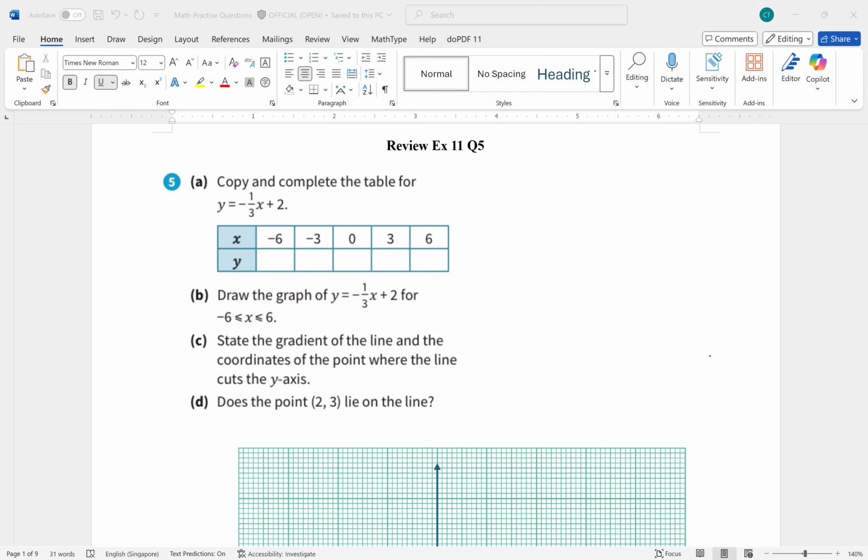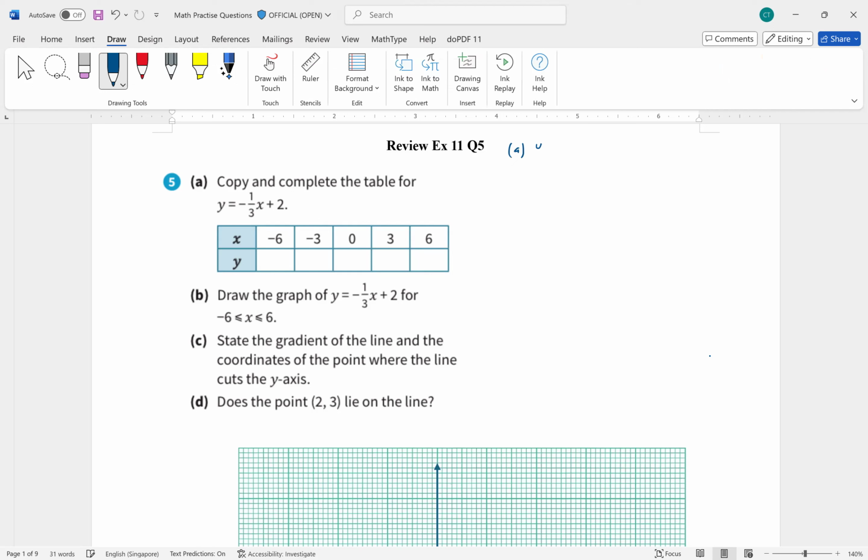For example, if I want to find this first value of y here, which corresponds to x equals negative 6, I will substitute x equals negative 6. I will take x equals negative 6 and put it inside the x, replace the x with the negative 6, then compute this value. Negative 1 third times negative 6. Negative times negative becomes positive. 1 third of 6 is actually 2. So it becomes 2 plus 2, so the answer will be 4. Over here, this value you will write 4.